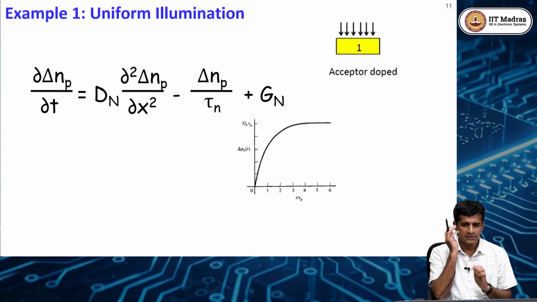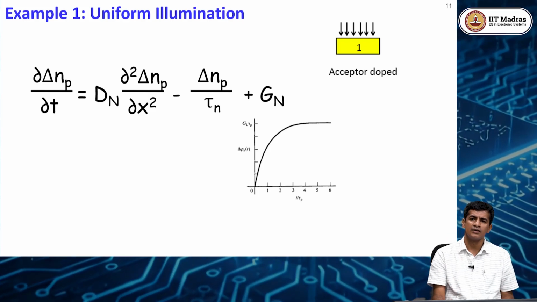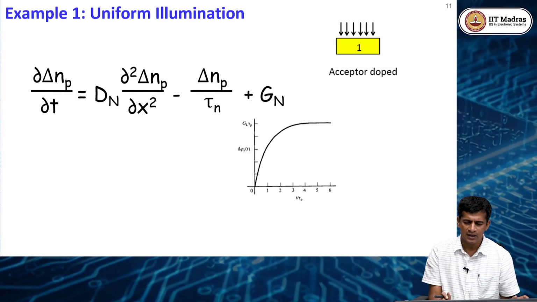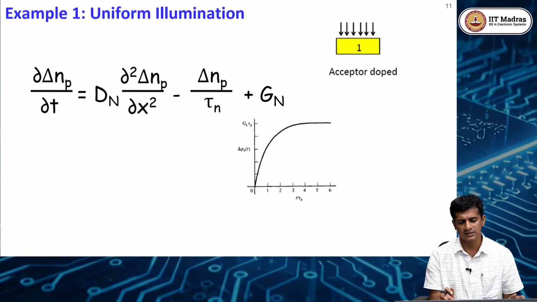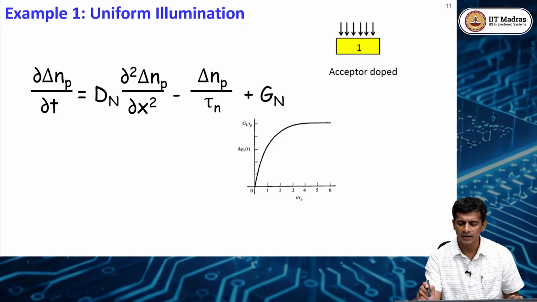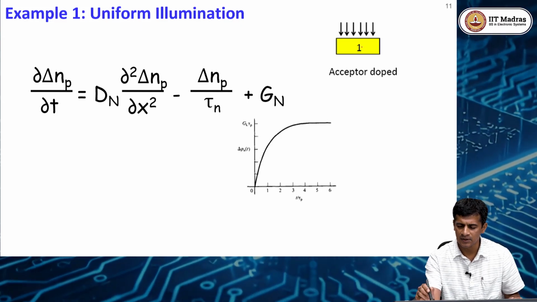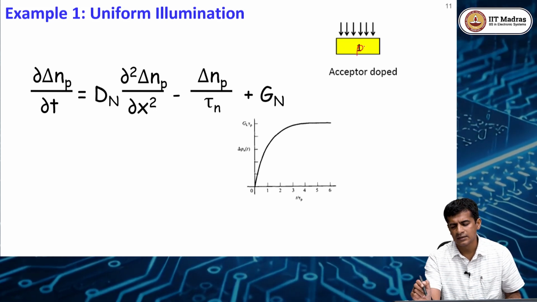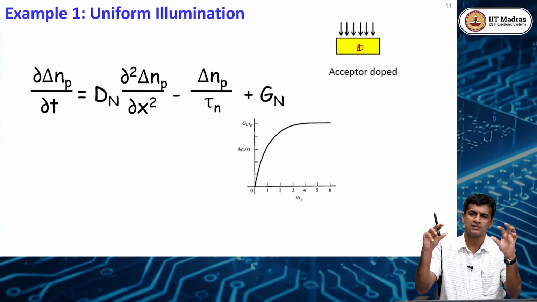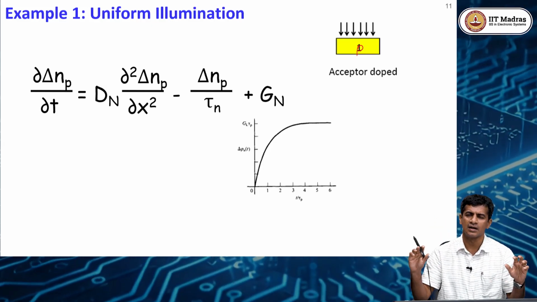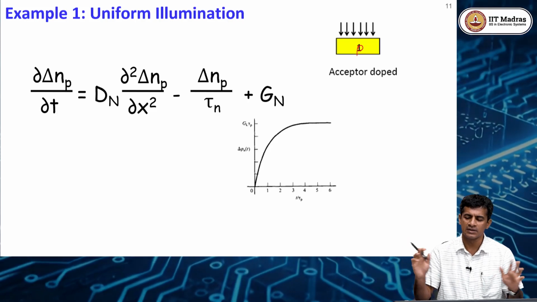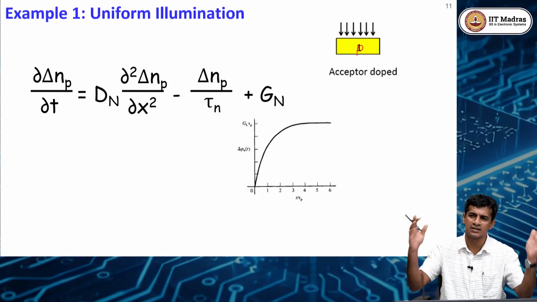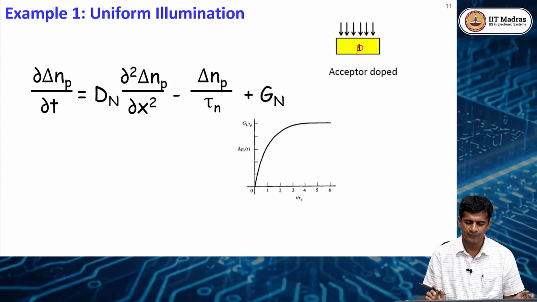Now, let us take some special cases and try to solve this drift diffusion equation. The first is a very simple case: you have a semiconductor here, acceptor doped, which means it is a p-type semiconductor. Then it is a thin piece of semiconductor and you are illuminating that semiconductor everywhere. So that means there is no difference between outside and inside. Everywhere there is generation of electron-hole pairs, right.